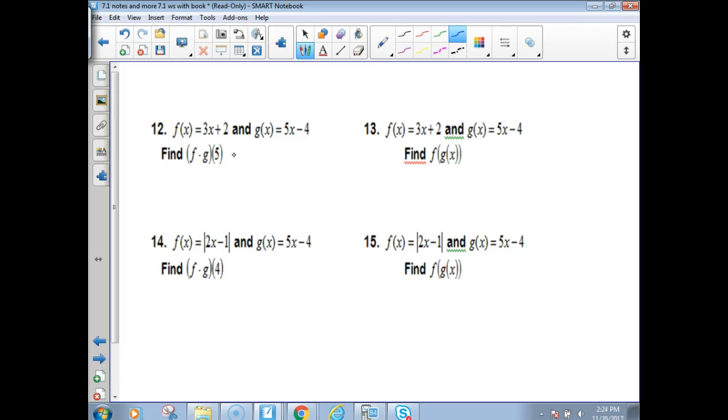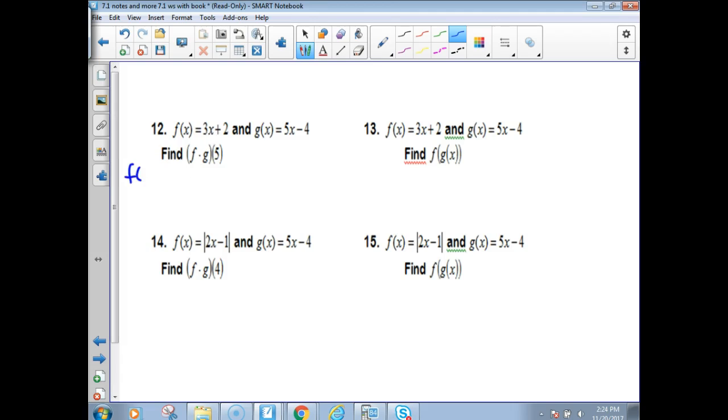Good job, Cameron. You want to know why? Look, guys, if you multiply these, you are going to have to FOIL it all out, and then you'd have to plug in 5. I think it'd be a little easier to plug in 5 and then multiply.